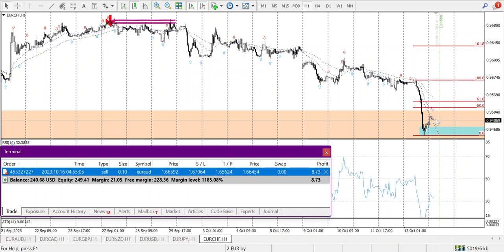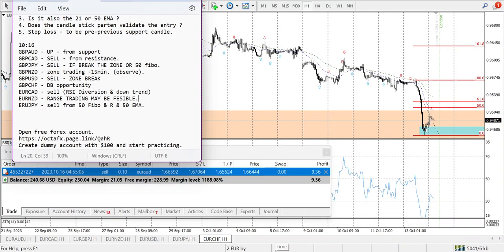It can go up also, it can come down also. If it goes up to the 50 EMA, 50 Fibonacci, then I would take a sell from this level. Or if it comes here and makes another hammer candle or bullish engulfing, mother candle, bullish harami, something like that, then I will take a long trade, obviously with RSI divergence. So Euro CHF, again, double bottom opportunity.